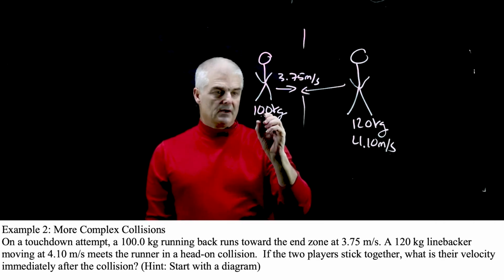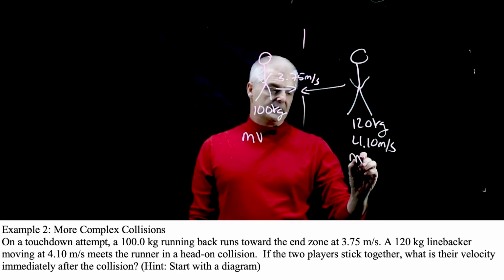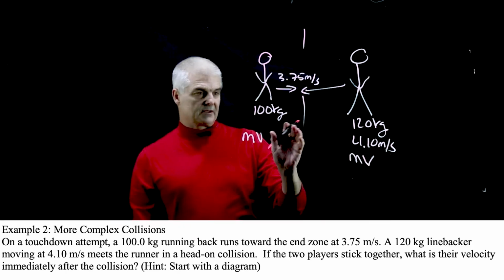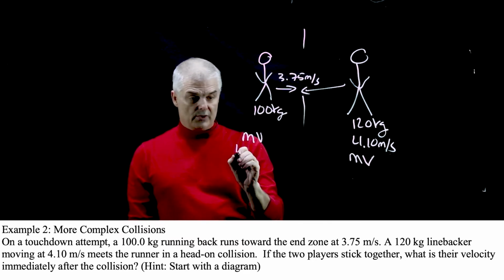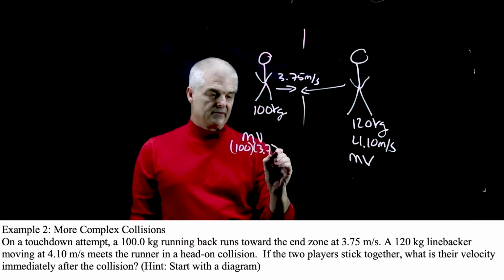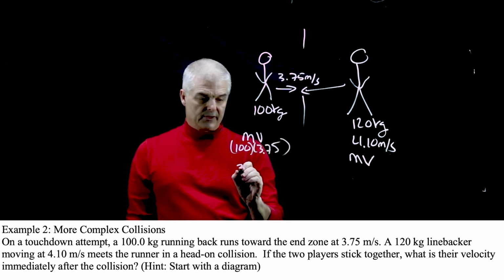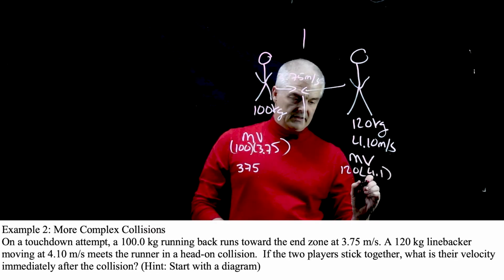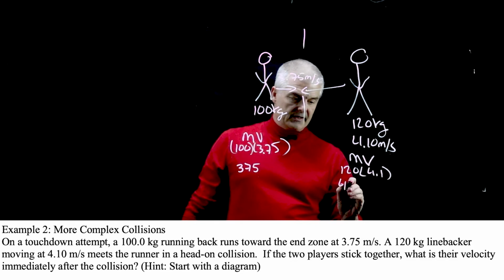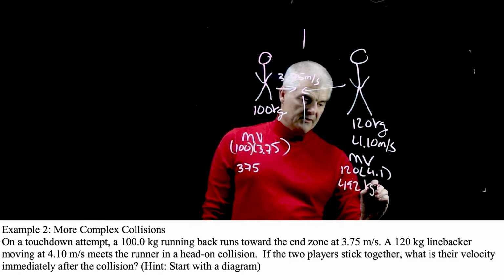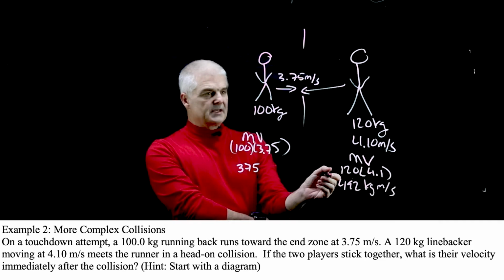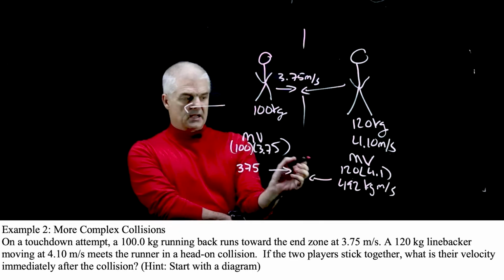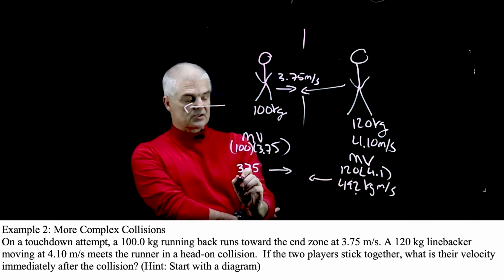So we can do MV and MV. We're going to find each of their MVs. You'll see it's vectorial. So let's just do this. 100 times 3.75 is 375. And this will be 120 times 4.1, and that becomes 492 kilograms meter per second. So let's think about this. What's the net momentum when they strike? This guy, it's going to be backwards in this direction, and the amount of momentum will be 492 minus 375.